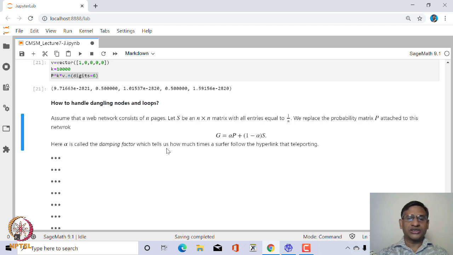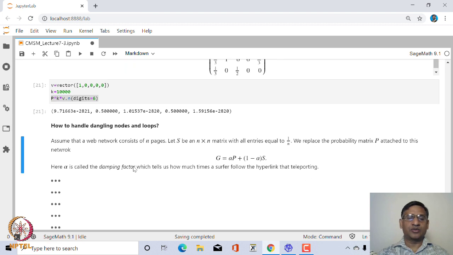Now Google deals with such situations by defining what is called the Google matrix G, which is defined as a weighted average of this transition matrix P and the matrix S, where S is a matrix whose all entries are 1 by n, where n is the number of websites in a particular network. It simply means that every website is connected to every other. So that is why the probability of each will be 1 by n.